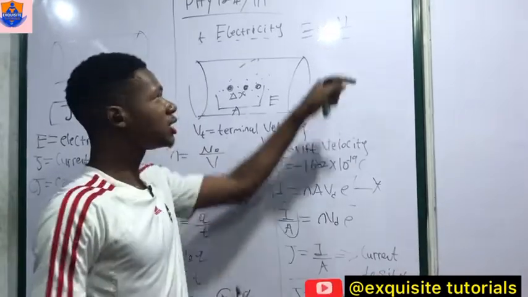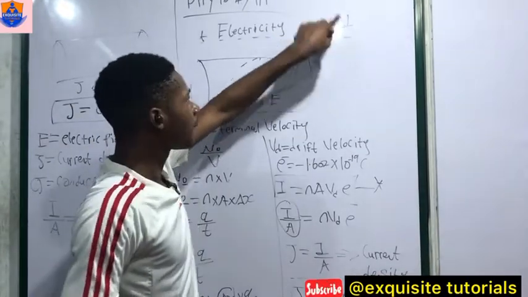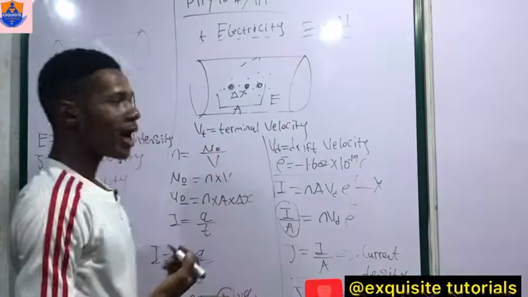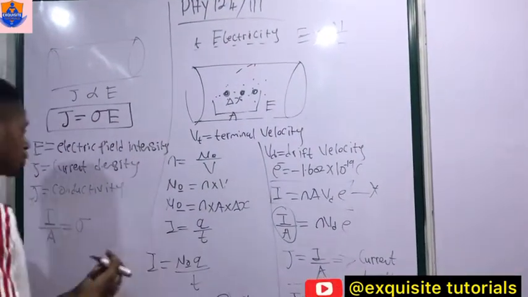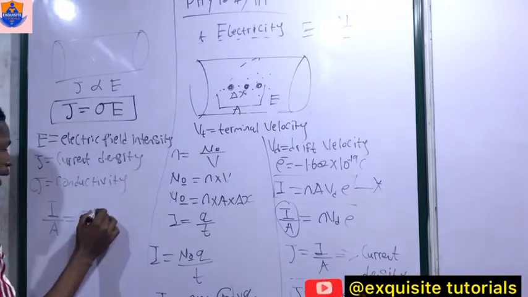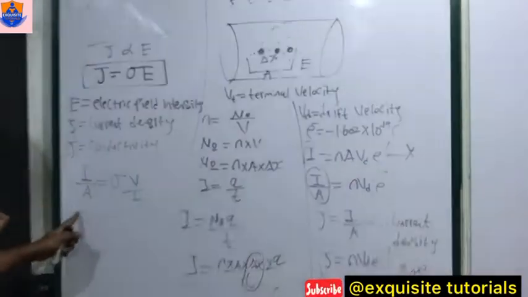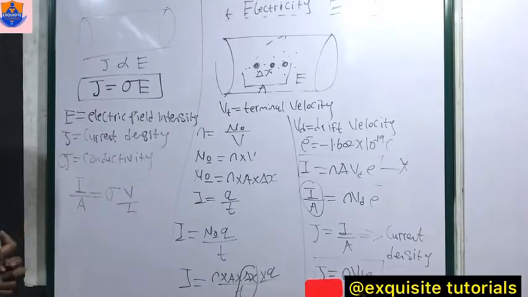This is because it is the ratio of electric potential to a unit length. E is equal to V over L, electric potential gradient. Let's now substitute. If we substitute, I will have V over L. So I over A equals sigma V over L.